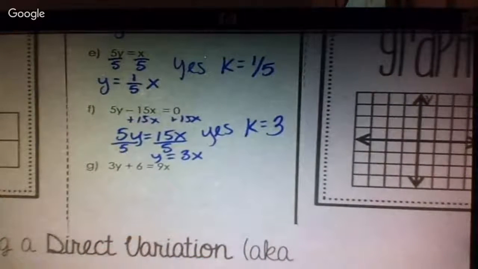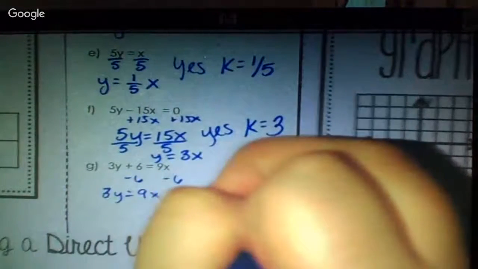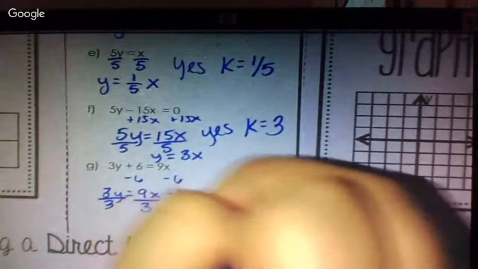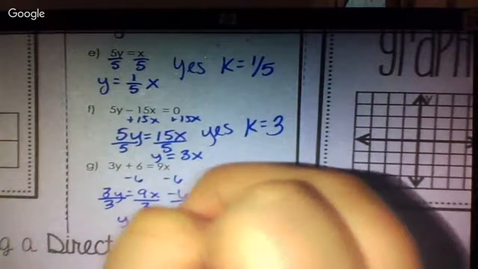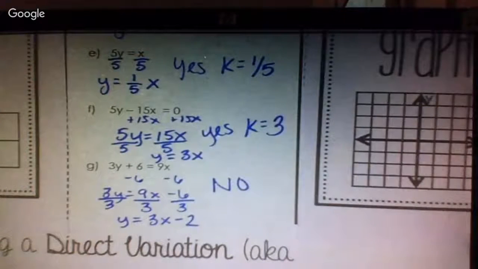Okay. This one Brandon has said already. It's a no. Now, because you have a number without the y or x, Rebecca, this is where it's going to tell you it's not going to happen. Because if you would actually solve this one for y, we subtract x, so you get 3y equals 9x minus 6. When I divide everything by 3, y equals 3x minus 2. That minus 2 automatically tells me, nope, not going to happen. That's a linear function. Remember that? Okay.